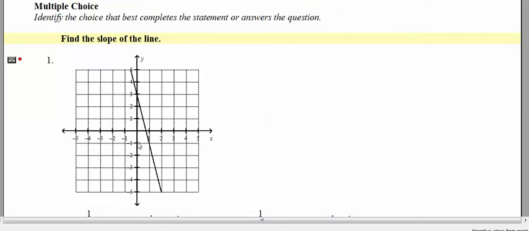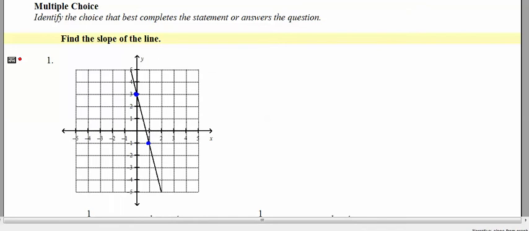And one distinct point is, there's one. That one's pretty distinct, right? So there's a 1, -1. And here's another distinct point. And then you could count your rise over run.